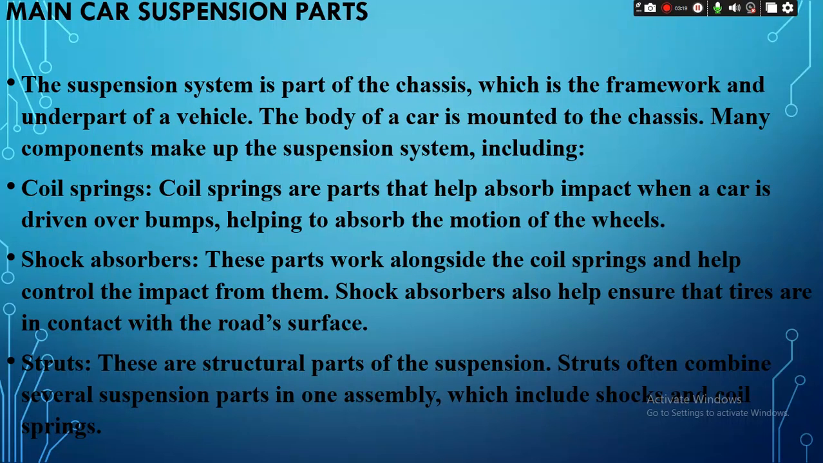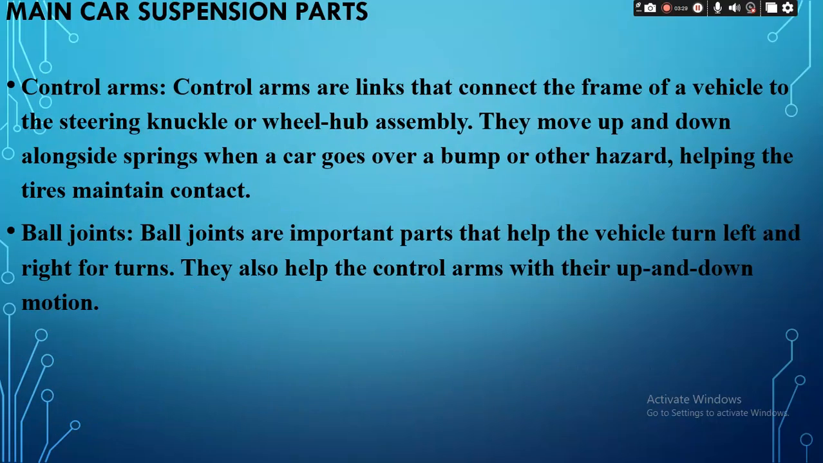Struts. These are structural parts of the suspension. Struts often combine several suspension parts in one assembly, which include shocks and coil springs. Control arms. Control arms are links that connect the framework of a vehicle to the steering knuckle or wheel hub assembly. They move up and down alongside springs when a car goes over a bump or other hazards, helping the tires maintain contact. Ball joints. Ball joints are the important parts that help the vehicle turn left and right for turns. They also help the control arms with their up and down motion.